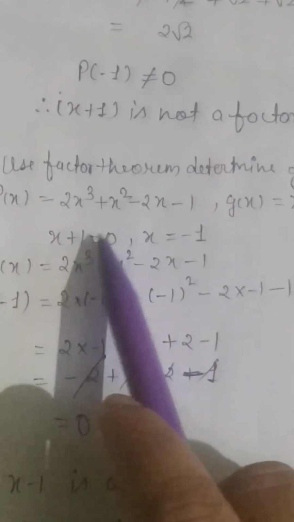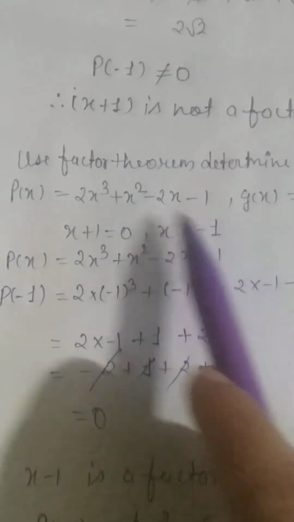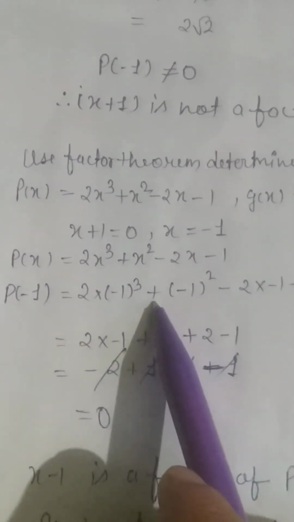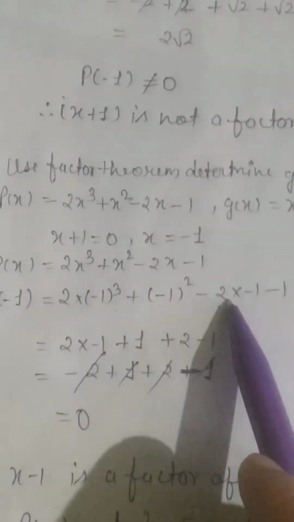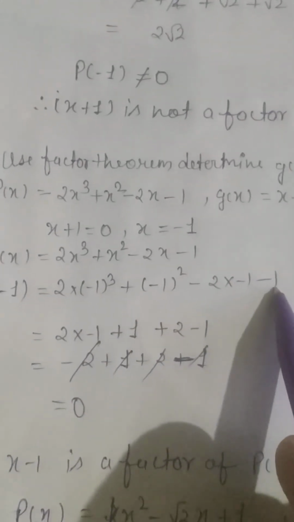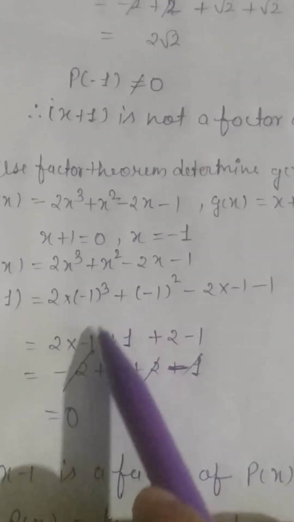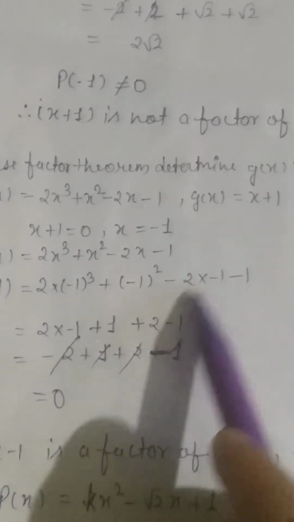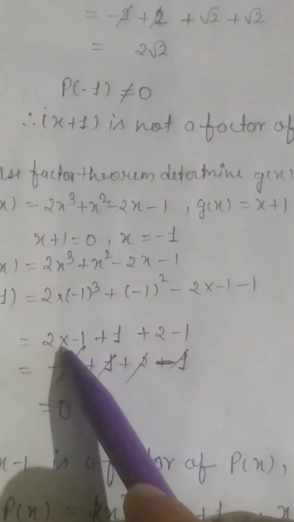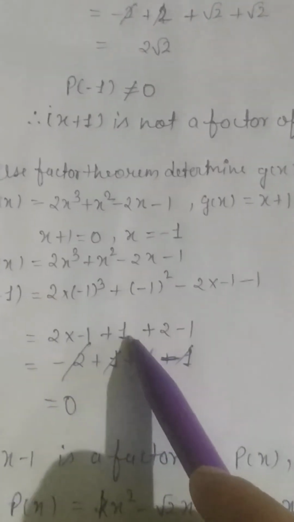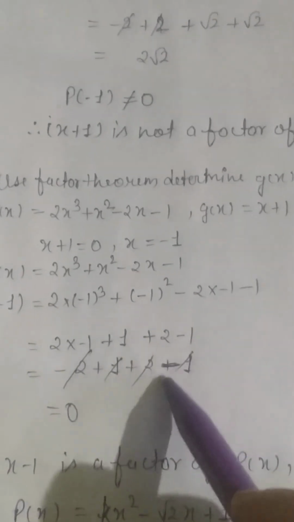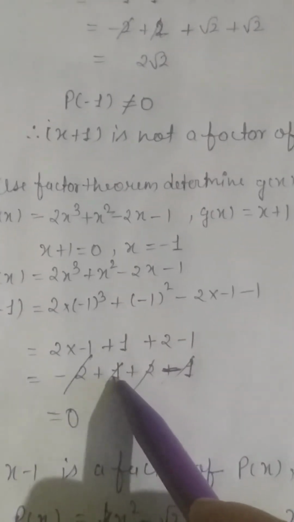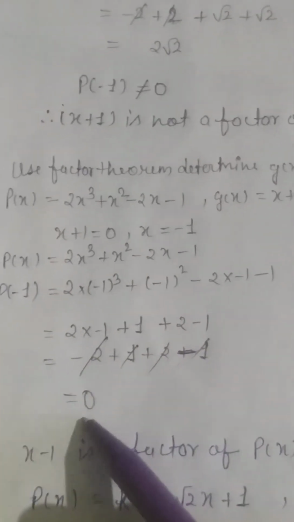So let x plus 1 be equal to 0. So x is equal to minus 1. We will put this value in p(x). P of minus 1 is 2 into minus 1 cube plus minus 1 square minus 2 into minus 1 minus 1. 2 into minus 1 cube is minus 2, plus minus 1 square is 1, minus minus is plus 2, and minus 1. Here minus 2 plus 1 plus 2 and minus 1. Minus 2 and plus 2 both cancel out. And plus 1 and minus 1 both cancel out.